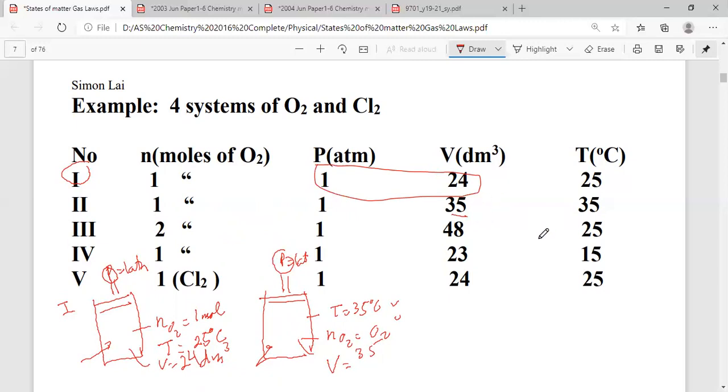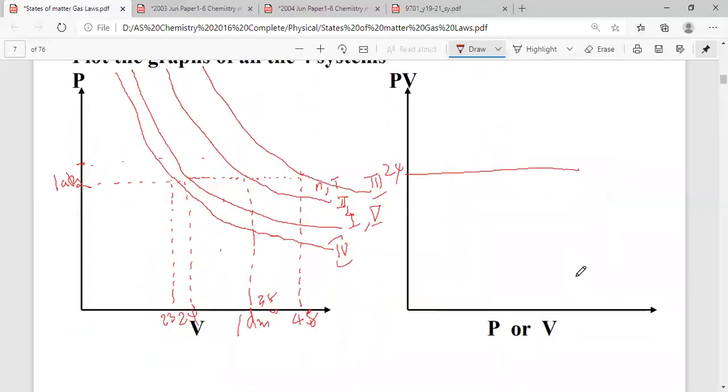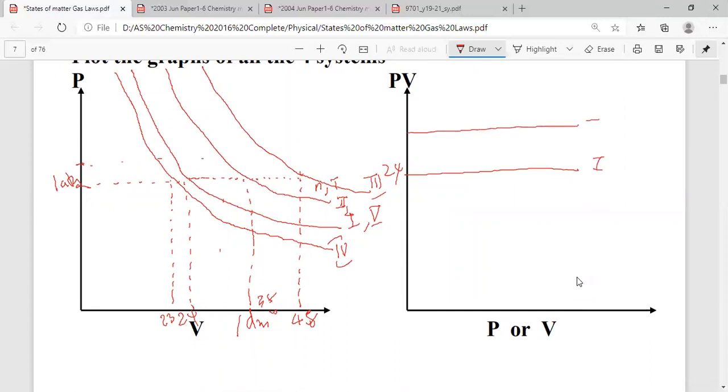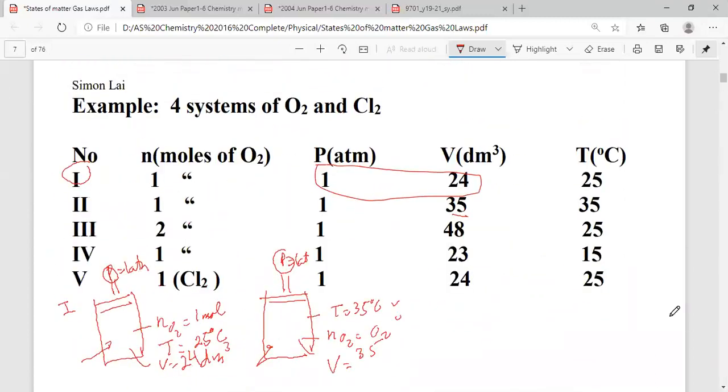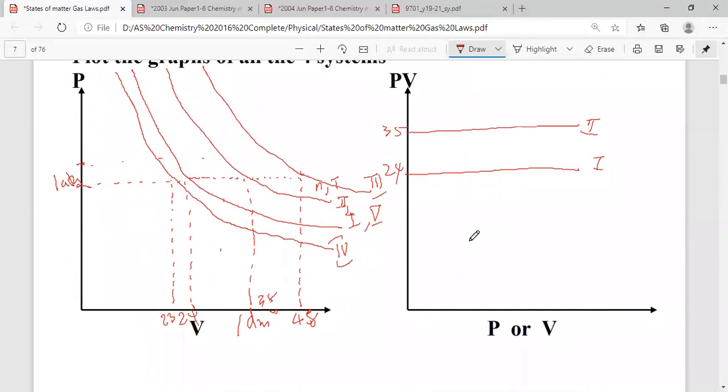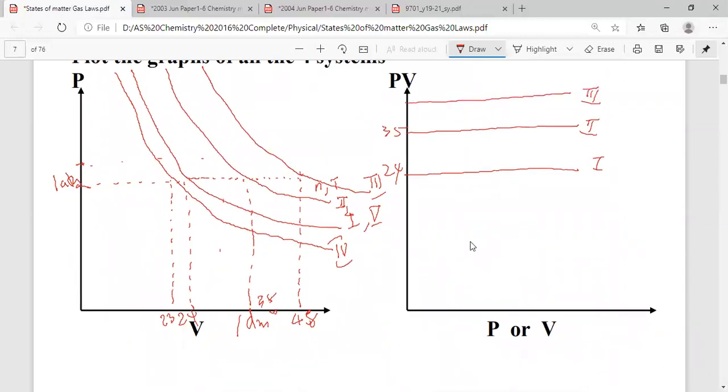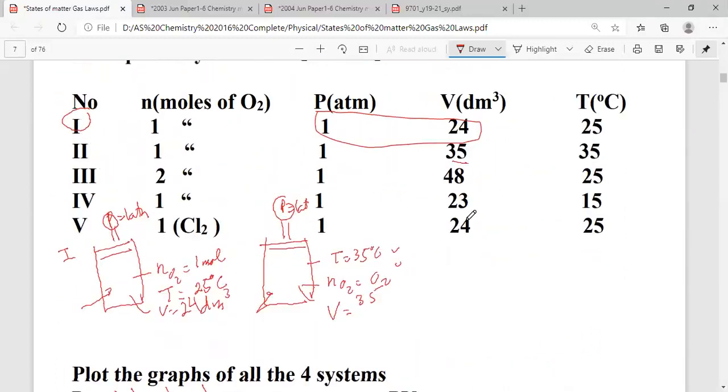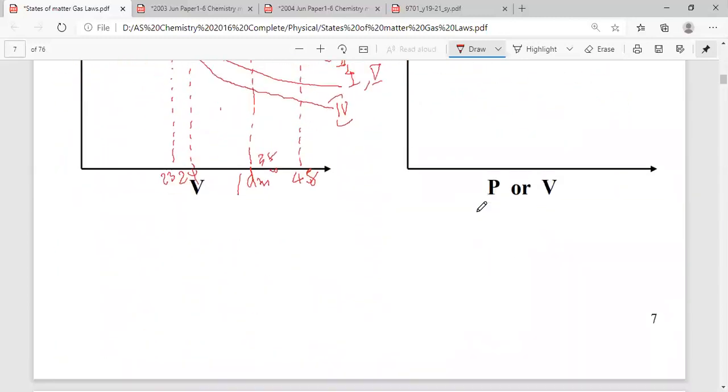This is experiment 1. Experiment 2 is 35 here. Experiment 3, because it's a constant, is 48. Go and think about it yourself. Don't just take what I tell you now. You don't think I'm always correct, okay? Number 4 is lower, 1 times 23, so it's 23 here.